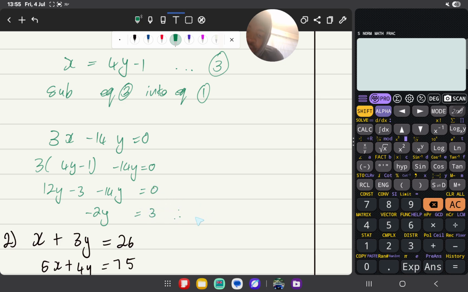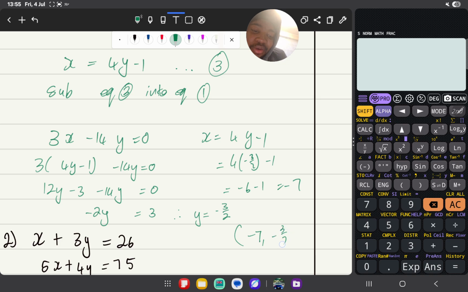Therefore y equals minus 3 over 2. Then since you have found y, you can then say x is therefore equal to 4y minus 1. That is 4 into minus 3 over 2 minus 1. And that will be minus 6 minus 1, which is minus 7. Right, and then to conclude this problem, we say your answer is x equals minus 7, y equals minus 3 over 2. Yeah, that is the substitution method.